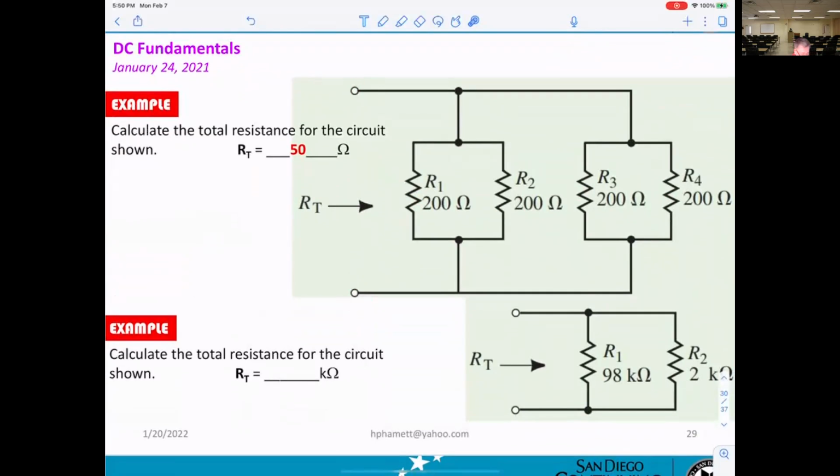Okay. The next one here, whoever gets the answer, tell me. That's 1.9 kilo ohms. Okay, you get 1.9. Anyone get the same? I want to hear from someone who is not done, or someone who cannot get that answer. With no objection, I suppose it to be 1.9.